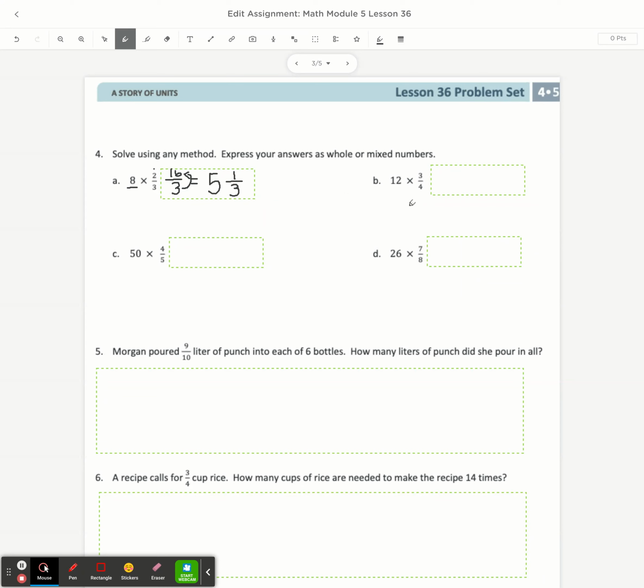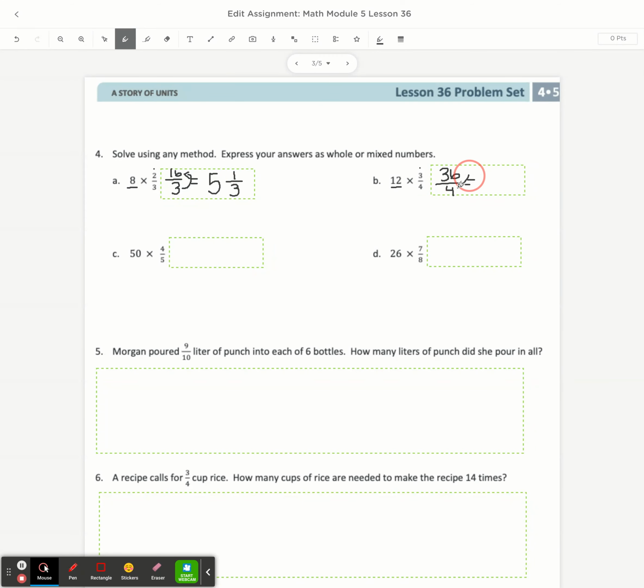And now I'm going to move on to part B, where we have 12 times 3/4. We're going to start off by multiplying the whole number times the numerator. So 12 times 3, which is equal to 36, and we keep our denominator the same. So we have 36/4. Now we have to go ahead and convert that improper fraction to a mixed number.